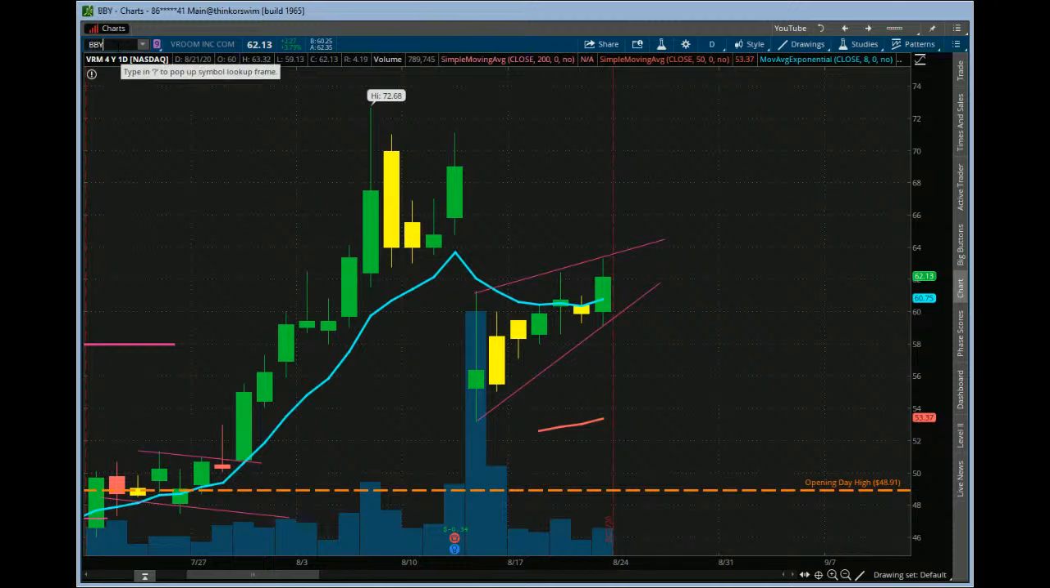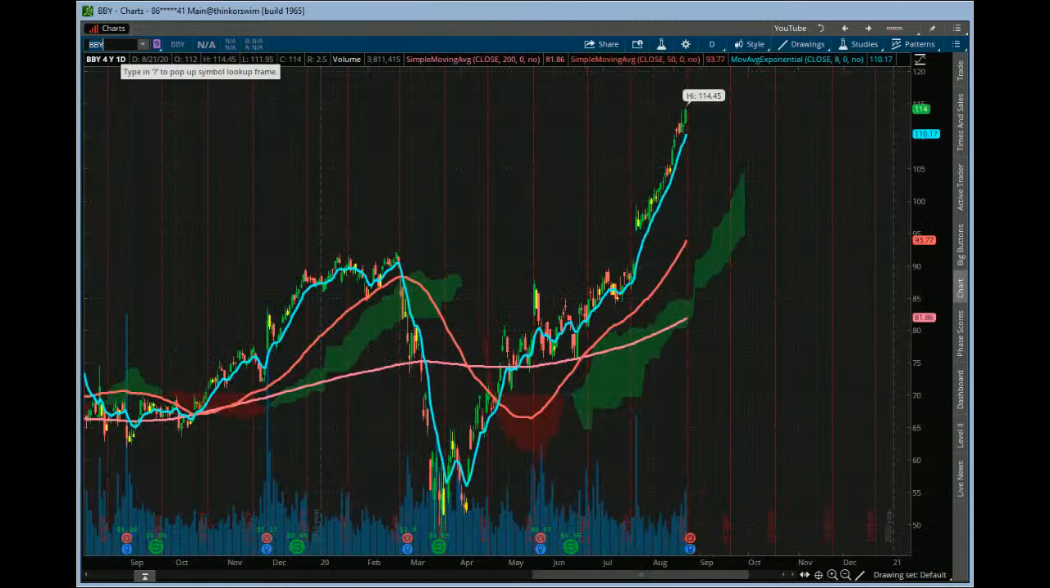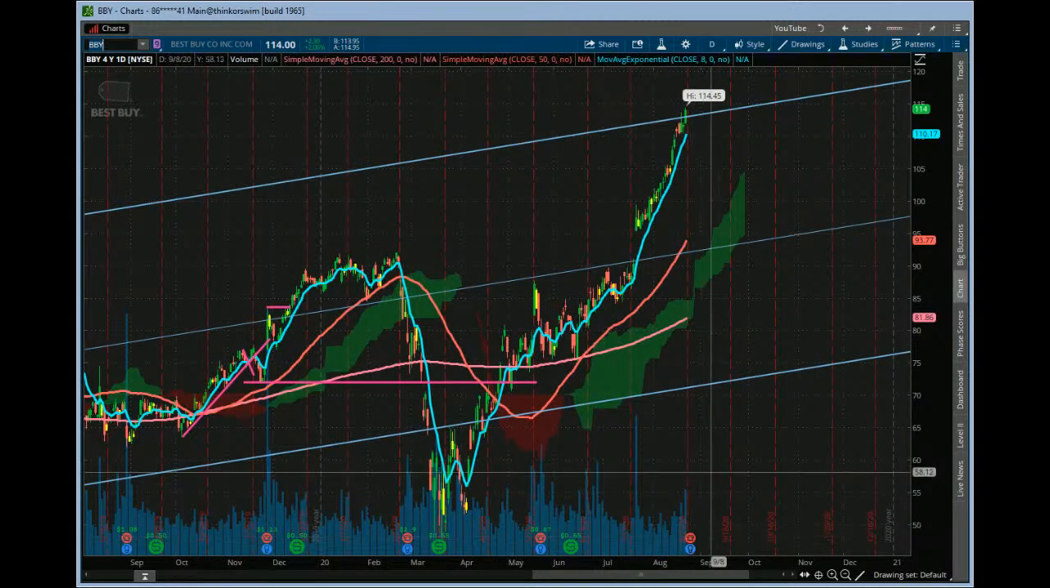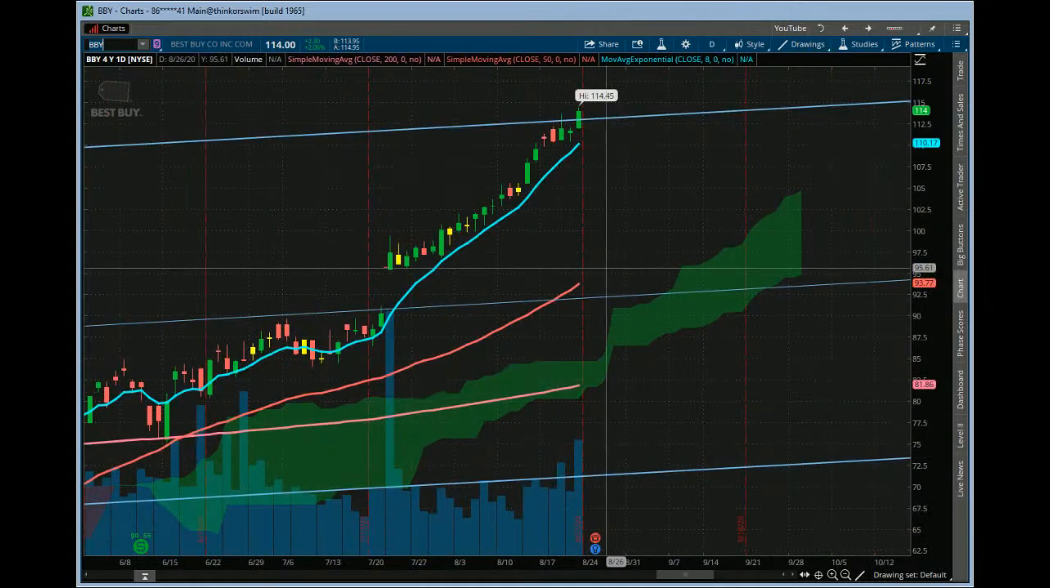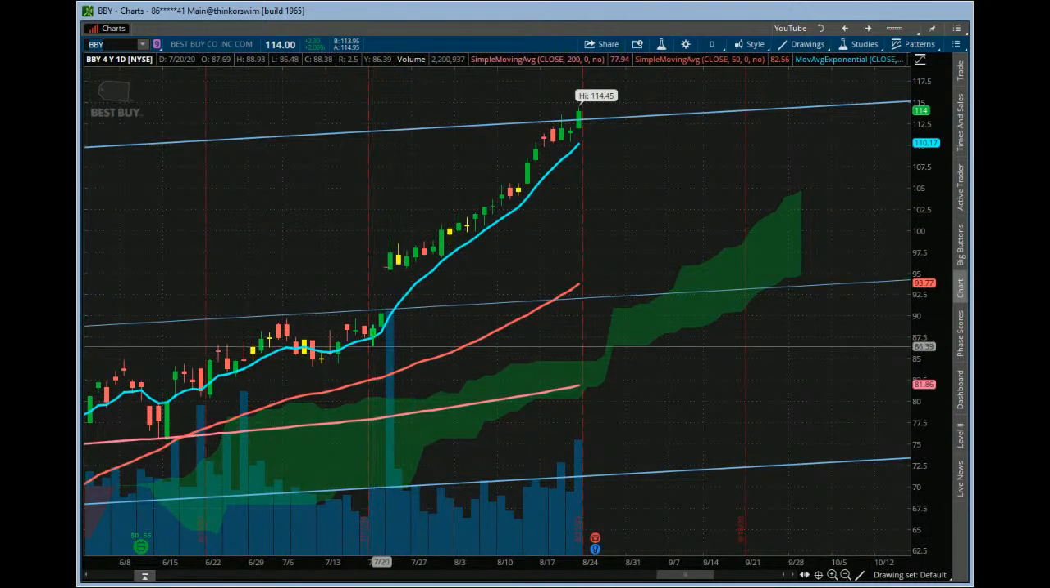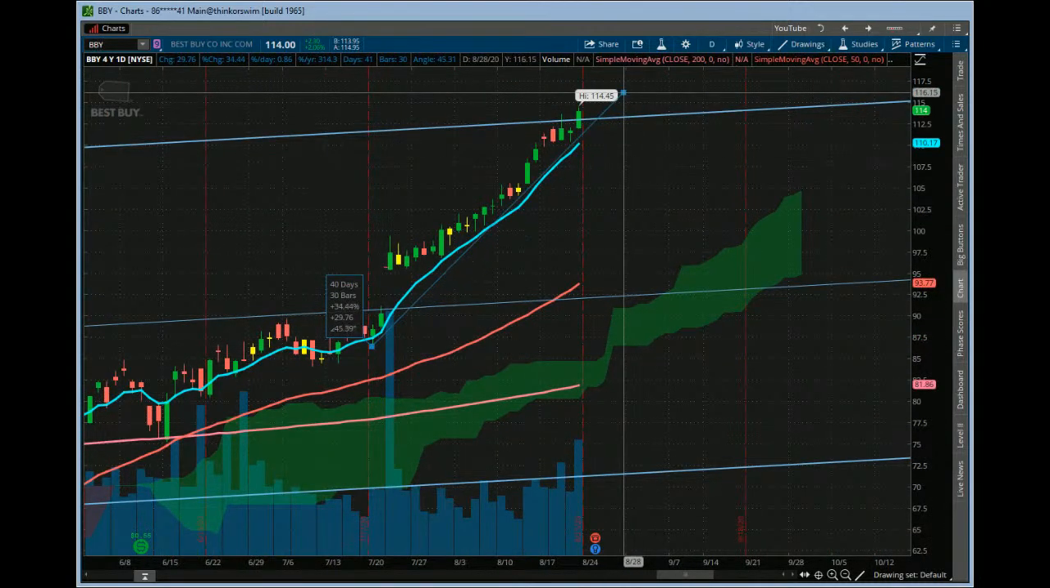Let's take a look at BBY. I believe we have earnings coming up pretty soon on this one. 8/26, so we have it this week, so that should be interesting. It's been trending up very nicely. I'll be interested to see how they report.